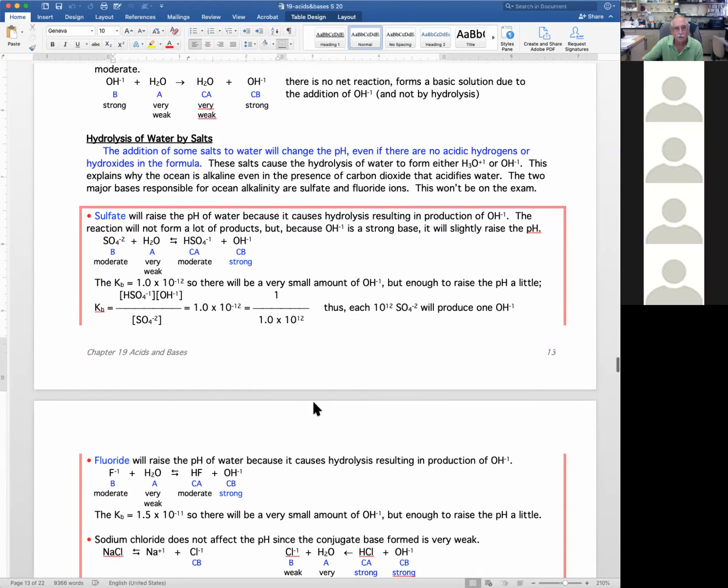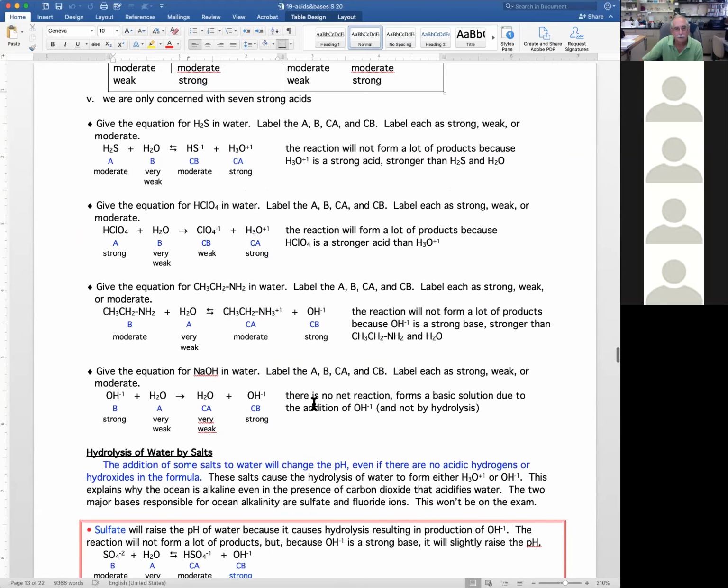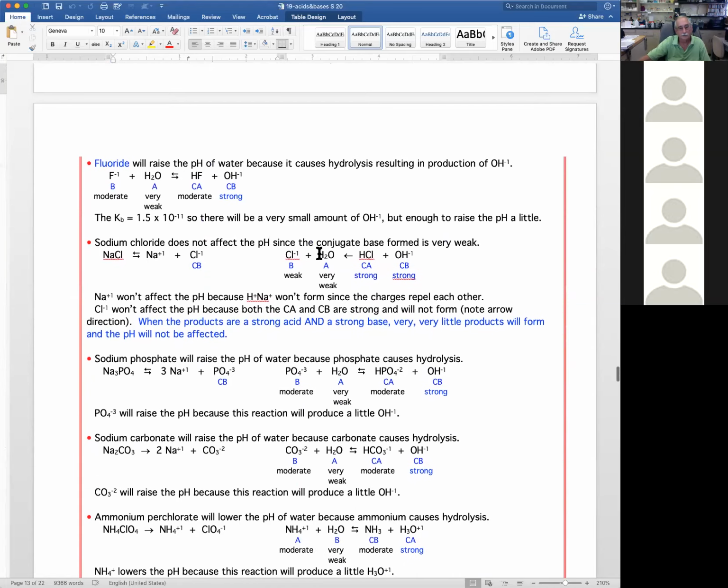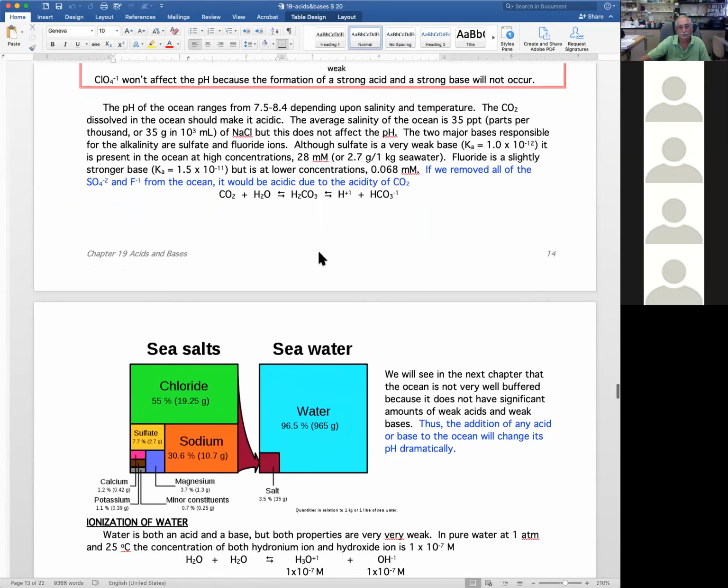And hydrolysis of water by salts. Notice that this right here is hydrolysis, even though I didn't put it in that section, because it's something that I put into water that doesn't have hydroxide, but ends up forming hydroxide. That hydroxide was formed from water. Same thing here, you can call that hydrolysis as well. The reason why this is important is that it helps us explain why the ocean is not acidic, it's alkaline.